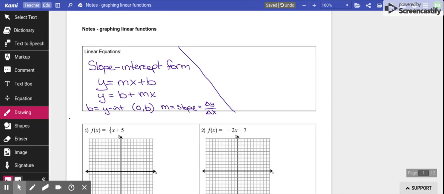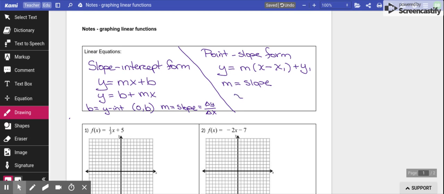The other form of equation is point-slope form, which we know as y equals our slope times x minus x1 plus y1. And in point-slope form, m is our slope, or our rate of change, and (x1, y1) is going to be our starting point. So let's look at a few examples.